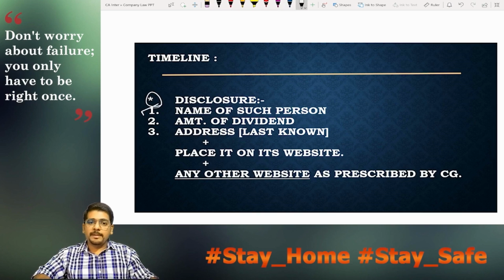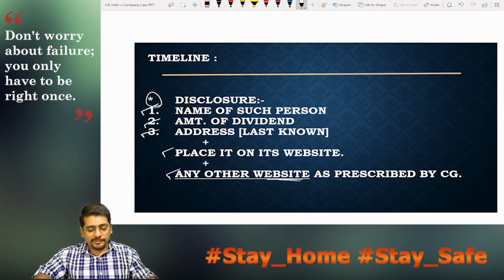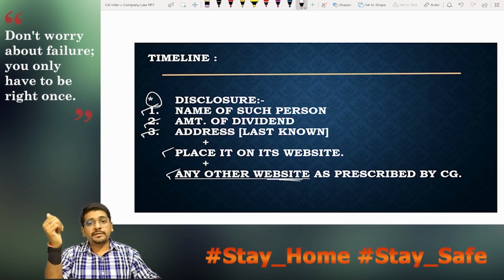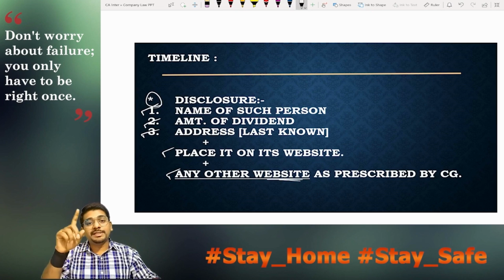First, the name of the person whose money is still there in the unclaimed dividend account. Second, the amount of the dividend that is lying over there. And third, the last known address of such person. All these things you will place on the website of the company, and you will also place them on any other website if prescribed by the CG. For example, if you're a listed company, the CG can ask you to place it on the website of SEBI, on the website of the stock exchange, and so on. Understood? So this is a disclosure requirement which is to be done within a period of 90 days.